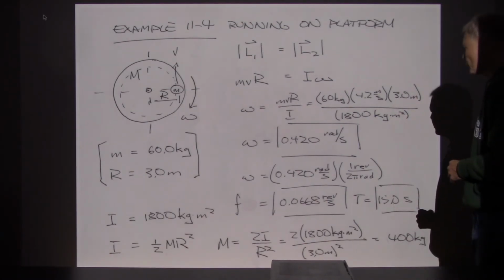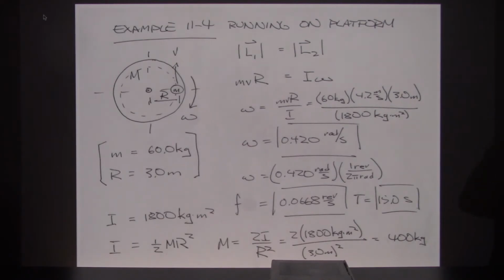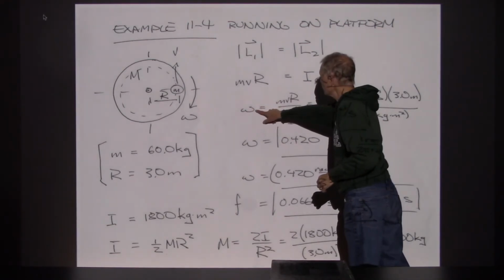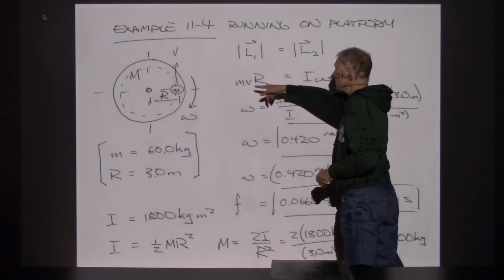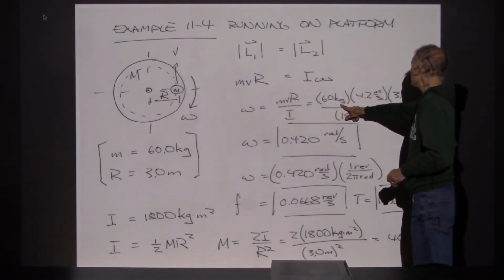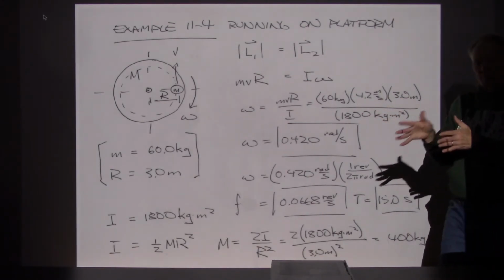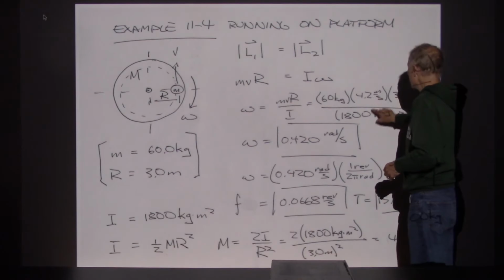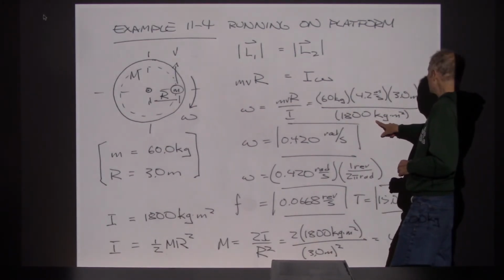Now I'm guessing it's a cylinder. I wrote down 1/2 mr squared. I don't think that ever comes up. So anyway, let's take this formula, solve for angular velocity. Now mvr, that's the angular momentum of the person. That's 60 kilograms moving at 4.2 meters per second at a distance of 3 meters from an axis that we are considering. And that all gets divided by the rotational inertia, 1,800 kilograms meters squared.